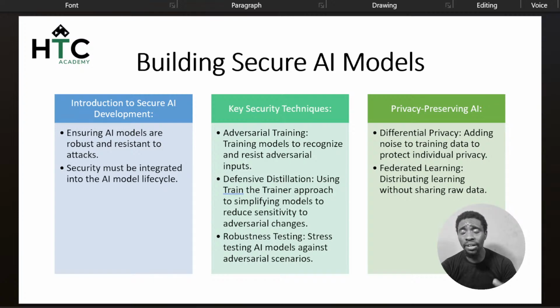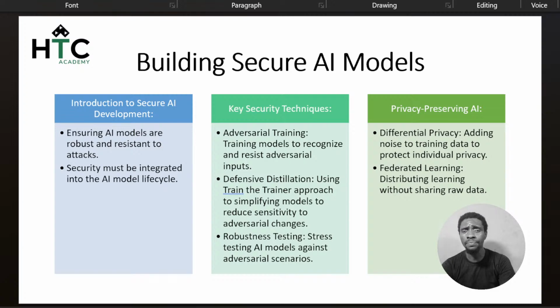Then security must be integrated into the AI development life cycle. We don't embed security at the end of the development. We don't embed security at the application level. We don't embed security at the infrastructure level. You embed security from the algorithm, the data, and the model. Security must be embedded into the design and development of the AI system from the very beginning of the model life cycle.